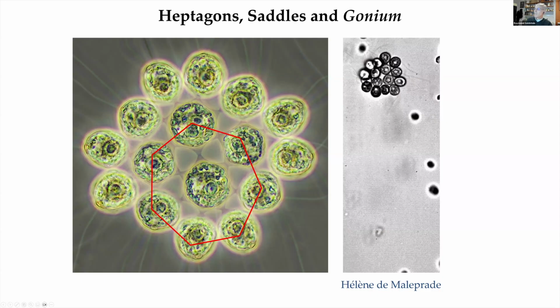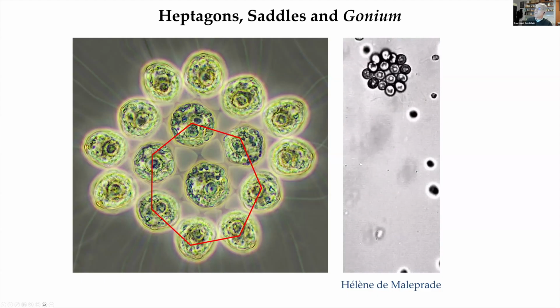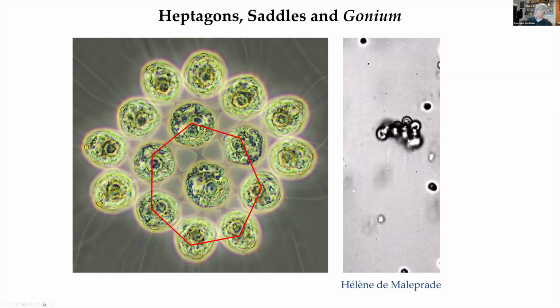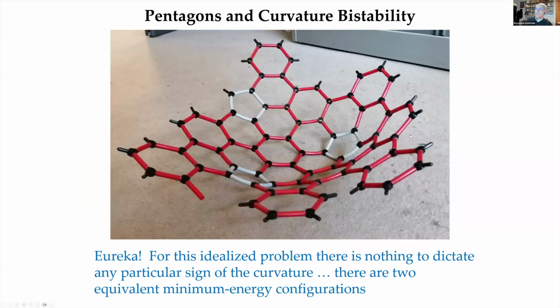And my then postdoc, Hélène de Malaprade, had been studying Gonium in the lab, and here's a video of it, where if you look at it in the right moment, you can see actually that it formed a saddle shape. So indeed, a heptagonal defect makes for a saddle. And so after this, I just went out and ordered overnight online a molecular modeling kit, and I made a plastic model of mostly hexagons, and I put in some pentagons. And sure enough, it bends like this. And if you take this model and you push hard enough, you can flip it around and it curves the other way, and it's equally happy. So that's the origin of the bistability.